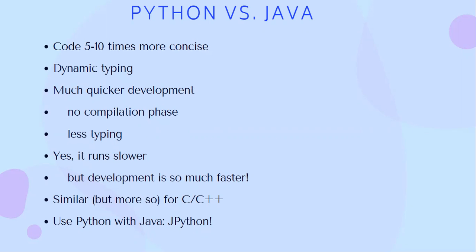And dynamic typing. The moment you create an object, the data type of the object is already assessed by Python. It is much quicker in development. Though it is slower than Java, in terms of development, Python is much quicker. There is no compilation phase in Python. And because of the syntax of Python, you don't require much typing. And yes, it runs slower, but as mentioned, development is so much faster. And you can use Python with Java with JPython as well.